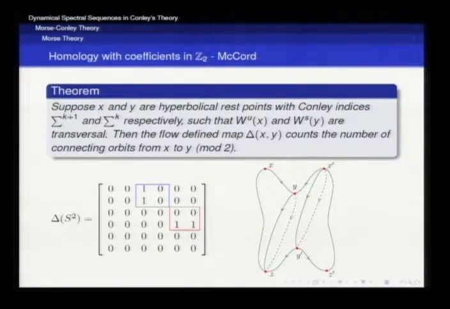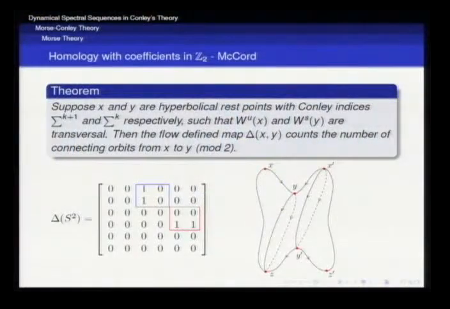Okay, we can also look at this with homology coefficients in Z2, and actually for some of the dynamical interpretation that I need, we don't really have the complete information over Z because there's torsion that appears and we don't know how to interpret that dynamically. So the dynamic interpretation we'll see later on will be over Z2 and not over Z, although the main theorem holds over Z. Okay, so suppose X and Y are hyperbolic rest points with, I'm sorry, I left this. Just think Morse index k+1 and k.